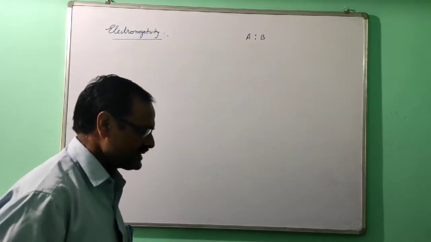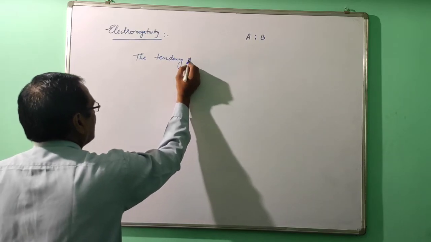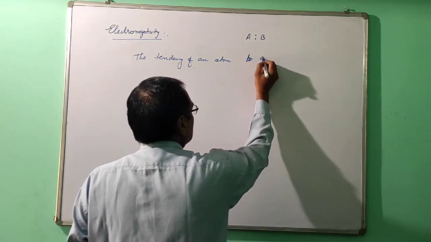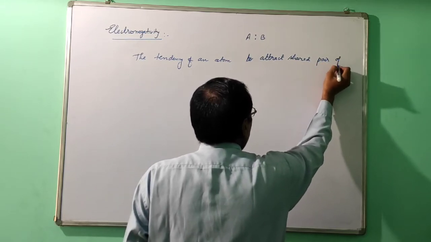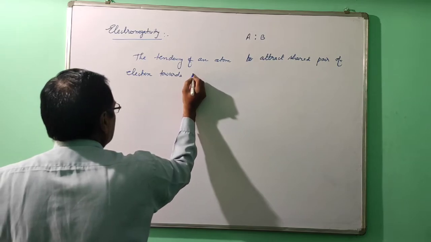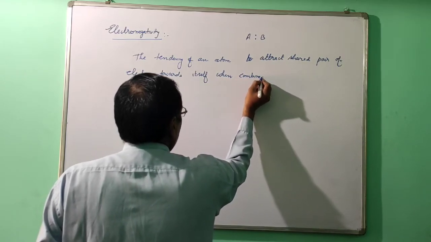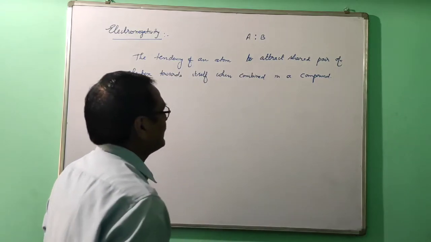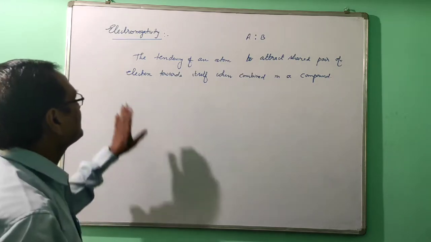What is the definition? The definition is: the tendency of an atom to attract the shared pair of electrons towards itself when combined in a compound is called electronegativity.